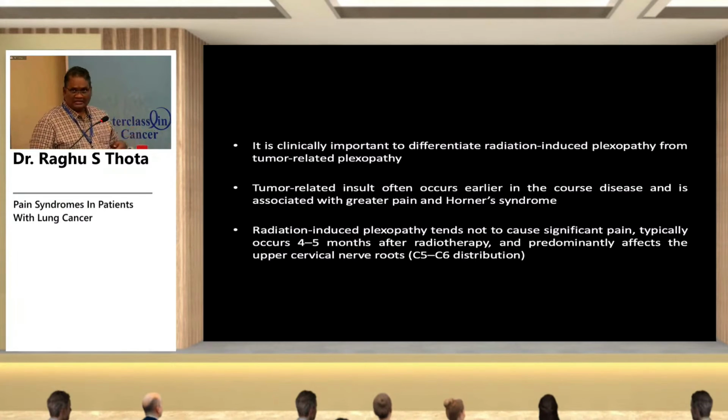Again, as I previously told, it is important to differentiate radiation-induced plexopathy from tumor-related plexopathy. Tumor-related is usually associated with greater pain and Horner syndrome, while radiation-induced plexopathy tends not to cause significant pain, but occurs 4 to 5 months after the radiotherapy. It doesn't occur immediately, and predominantly affects the upper cervical nerve roots, C5, C6. Tumor-related affects C7, T1, the lower roots.